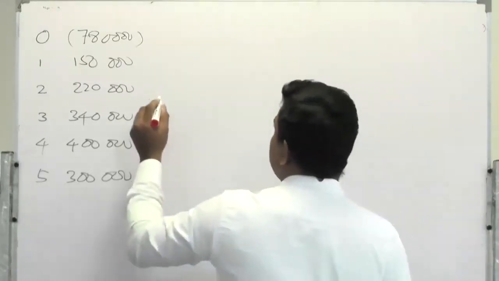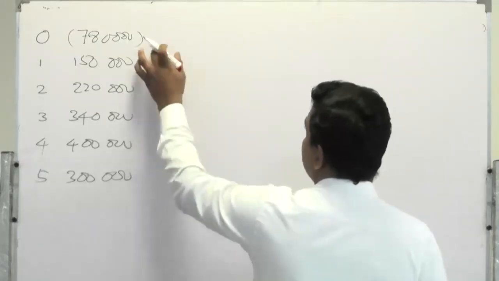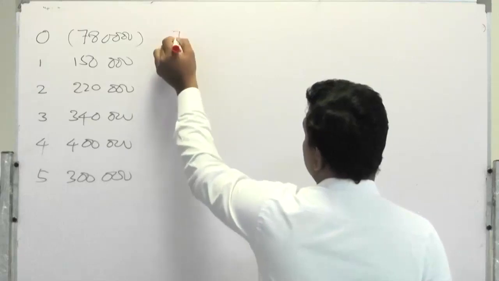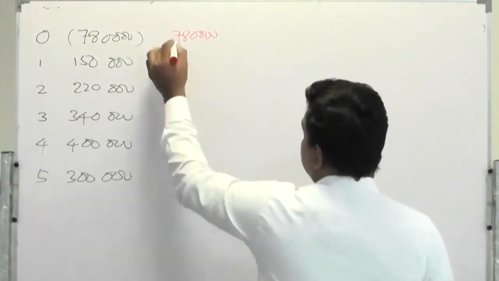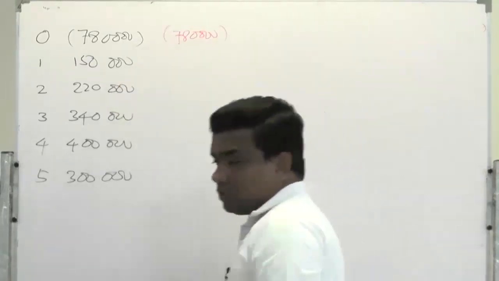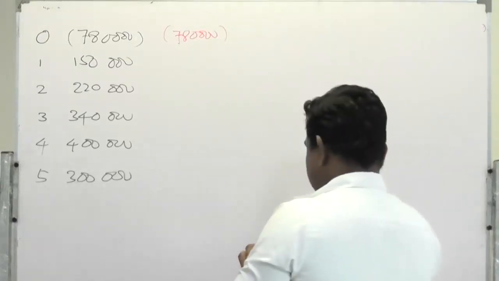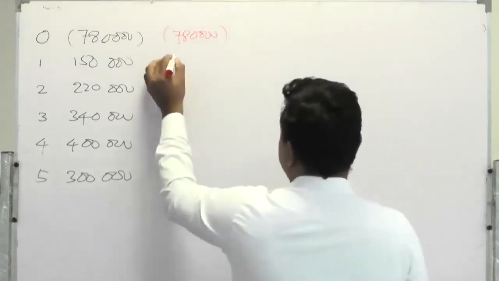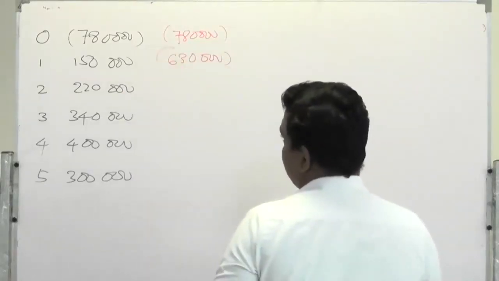The payback period is how many years it takes to recover 780,000. You can see at year 0 it is 780,000, right? Since you recover 150,000 in the first year, that 780,000 will reduce by 150,000, that is 150,000 recovered, and the balance will be 630,000 to be recovered after the first year.